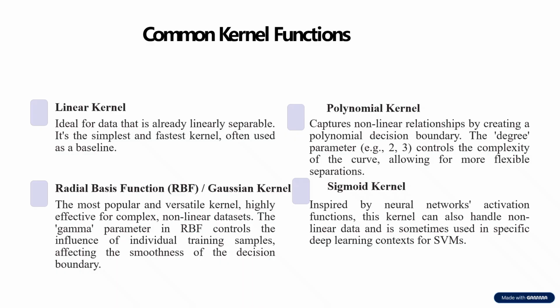Sigmoid kernel. The sigmoid kernel is something we have seen as an activation function in neural networks. This kernel can handle non-linear data, and it's sometimes used in specific deep learning contexts. Sigmoid, we already said, is 1 divided by 1 plus e to the power of minus x, where x is the output we get from the linear equation. So using that method also, we can overcome the non-linearity conditions.